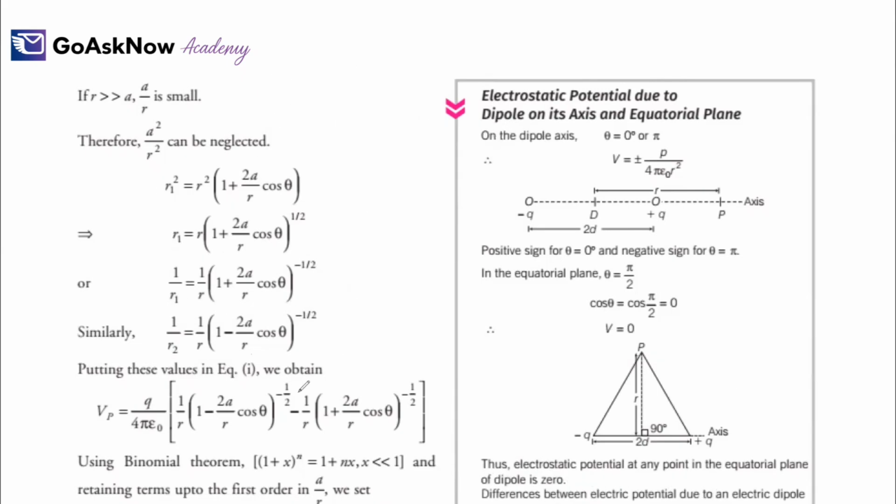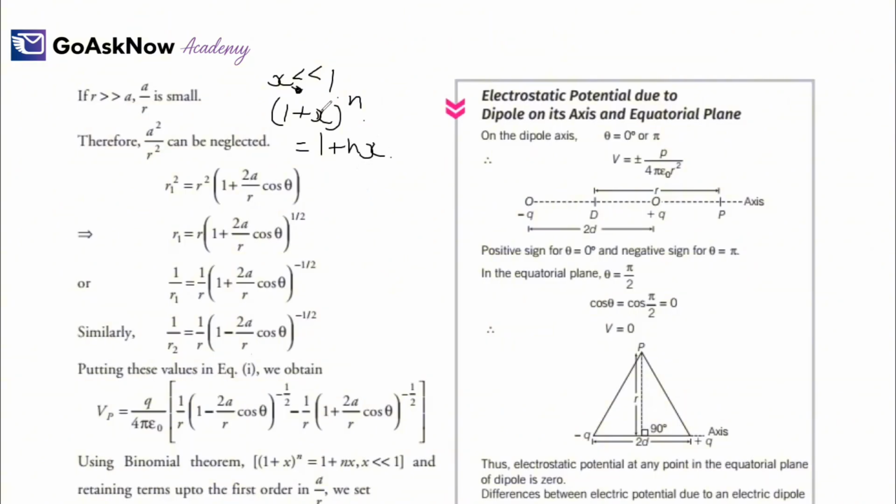So if x is very much less than 1, the binomial expansion of (1 + x)^n is approximately 1 + nx. Why is this so?